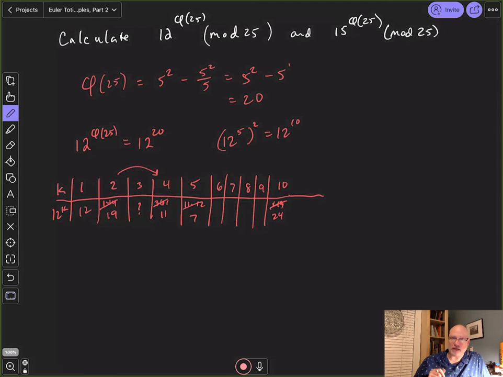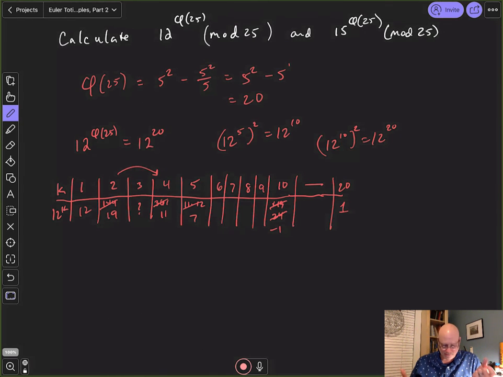But here's the cool thing. 24 is 1 less than 25, which means in our special mod world, this is really just -1. And so now I'm going to skip over everything up to 20, because 12^10 squared is 12^20, and -1 squared is 1. So notice we didn't have to calculate all that.